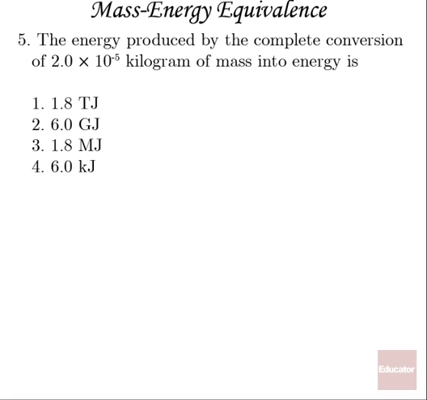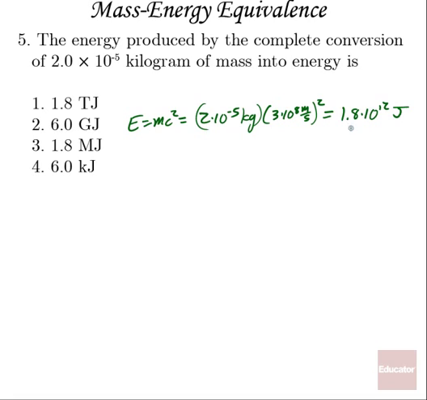Number 5. The energy produced by the complete conversion of 2 times 10 to the minus 5 kilograms of mass into energy is, well, E equals mc squared again, where our mass is 2 times 10 to the minus 5 kilograms, c, speed of light, 3 times 10 to the 8th meters per second, squared is going to give us an energy of right around 1.8 times 10 to the 12th joules, which is 1.8 terajoules. Answer number 1.